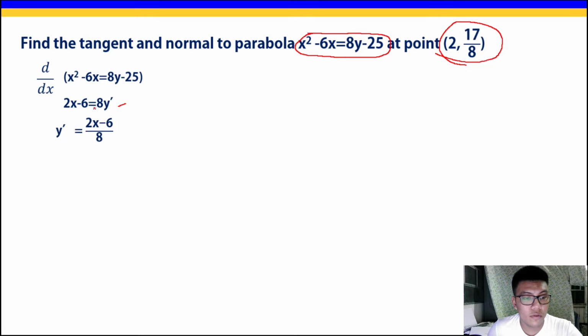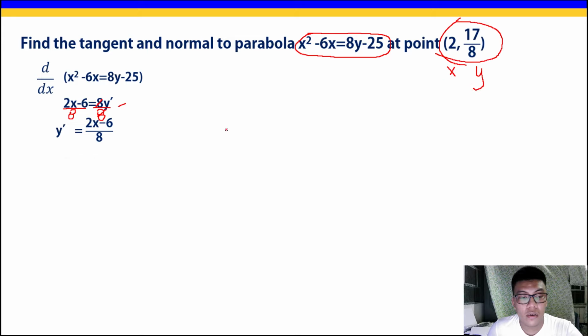Okay. So, solving for y prime. We divide both sides by 8. Dinivide lang both sides by 8 to solve for y prime. So, we have now y prime is equal to 2x minus 6 all over 8. Then, kung gusto natin kunin yung slope at (2, 17/8), so we substitute these values. So, ito yung ating x at ito yung ating y.